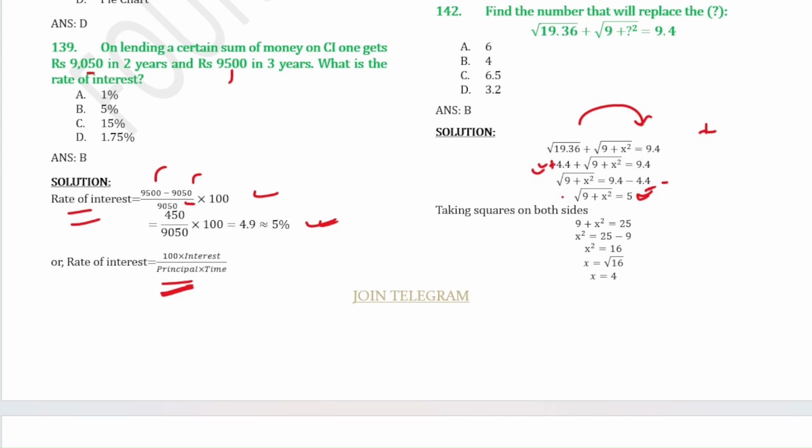Now to remove this root, we will square on both sides. If you square on both sides, this will become 25, since 5 squared is 25. Then the root will get removed, right? Now this 9, if you send it here, will become minus 9. Then 25 minus 9 will give you 16. Now this square, if you send it over, will become root, right? So root of 16 is 4. So the value of x is 4.